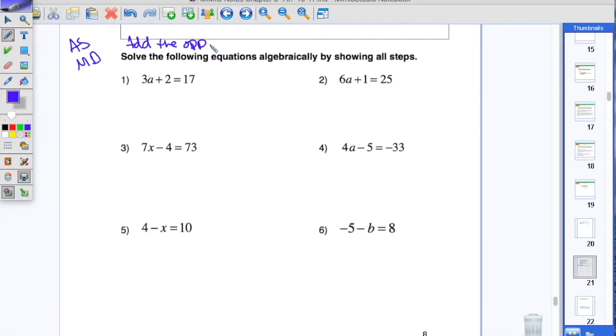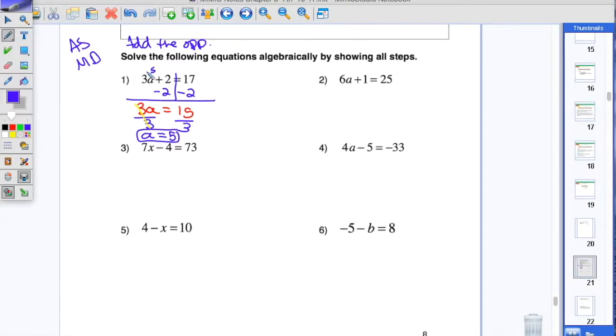So for number 1, 3a plus 2 is equal to 17, the first thing is undo the addition by subtracting 2 on both sides of your equal sign. So we're left with 3a is equal to 15. Our next step is undo the multiplication, so we are going to divide both sides by 3. 3 divided by 3 is 1, or 1a, and 15 divided by 3 is 5. We can mentally check our answer. If our a is 5, 3 times a is 15, plus 2 gives you 17. So 5 is our correct solution.